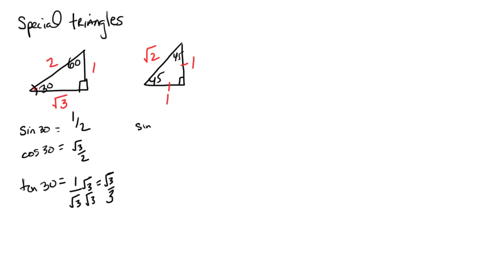Try it again. Sine 60, cosine 60, tan 60. Opposite over hypotenuse, rad 3 over 2. Adjacent over hypotenuse, 1 over 2. Tangent, opposite over adjacent, rad 3 over 1, or just plain rad 3. That's all for the first triangle. Let's try the next triangle.